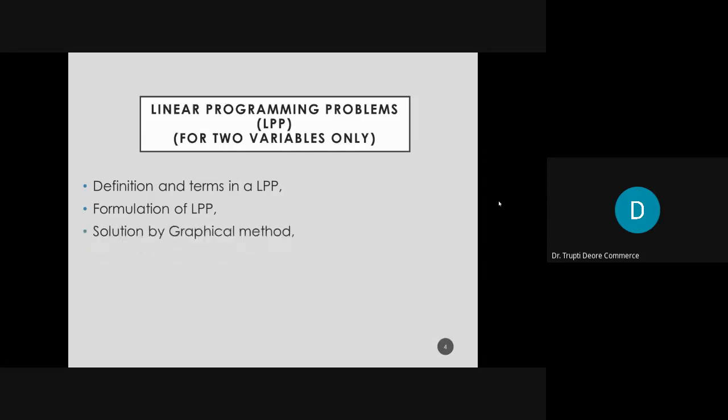Then solution by graphical method. Now for the MCQ type, they didn't ask you for the solution, but they will give you the details of the LPP, and you have to decide which graph is perfect for the LPP. So we will see questions like this in our lecture. Then examples and problems on LPP. It's the smallest chapter of all four chapters.